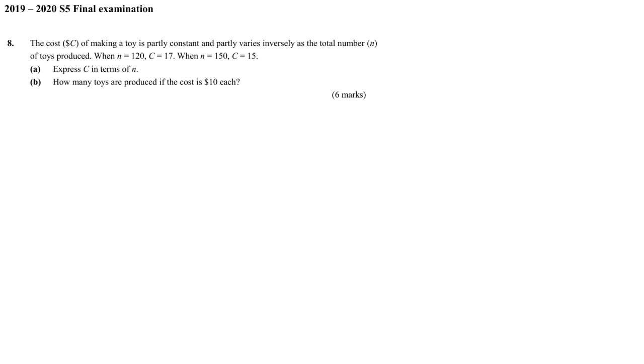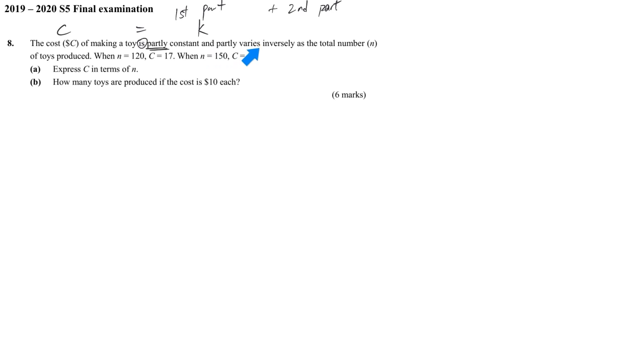This is a very simple variation question. Just make sure you don't make any mistake when you're writing the function. C is partially constant. Partially means the first part plus the second part, or even more parts. The first part, they say, is a constant. That means it does not depend on any variable. You just simply put a constant k here.